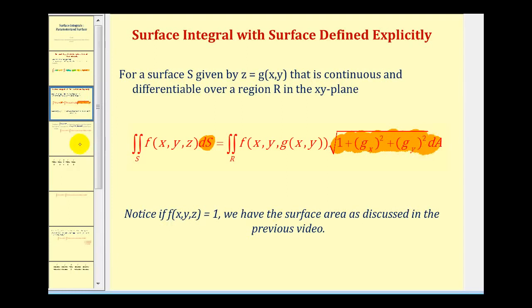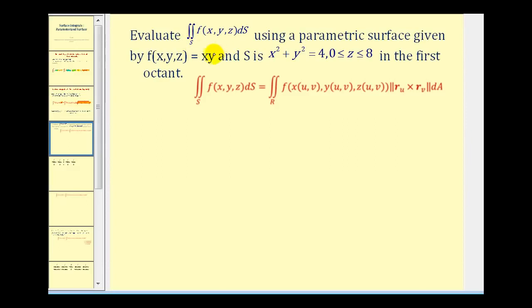So let's take a look at our first example. We want to evaluate this surface integral using a parametric surface where our function is x times y and our surface is x squared plus y squared equals 4, and z is on the closed interval from 0 to 8, only in the first octant. So let's first parameterize our surface.